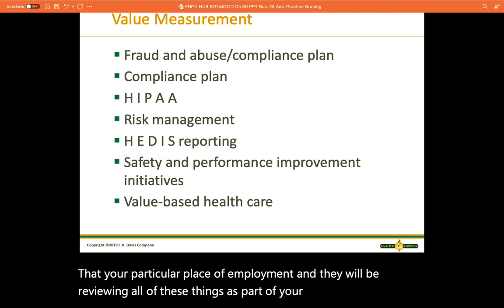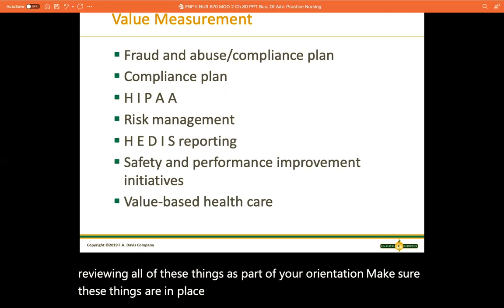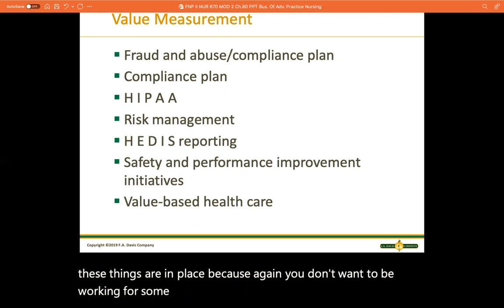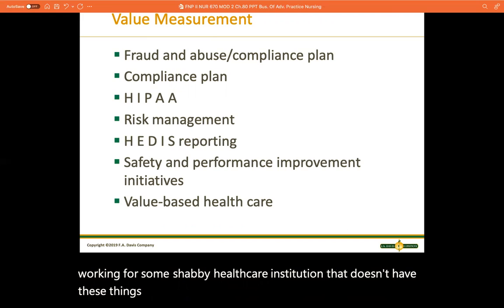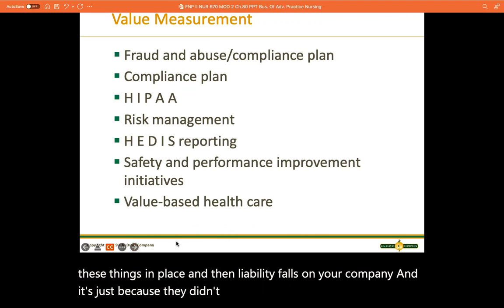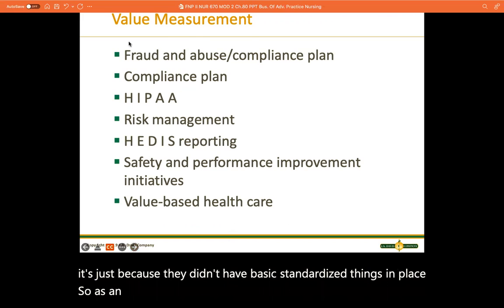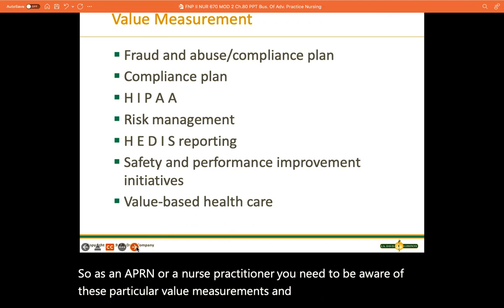Make sure these things are in place, because again, you don't want to be working for some shabby healthcare institution that doesn't have these things in place, and then liability falls on your company, and it's just because they didn't have basic standardized things in place. So as an APRN or a nurse practitioner, you need to be aware of these particular value measurements and how important they are in any practice you work in.